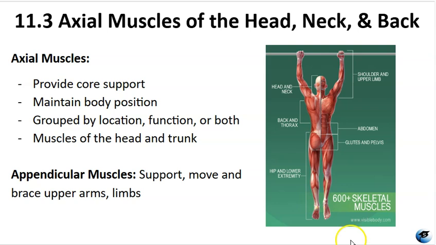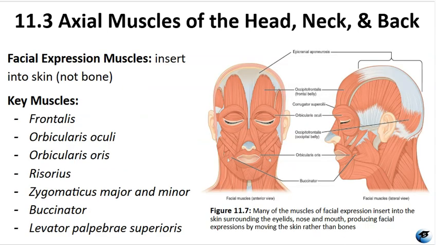Axial muscles provide essential core support and help maintain the body's position and posture. These muscles are typically grouped based on their location, function, or a combination of both, and they include the muscles of the head and trunk. Appendicular muscles are responsible for supporting, moving, and stabilizing the upper limbs and the other appendages of the body. So axial and then appendicular is going to be the rest. All muscles of the head and neck are classified as axial muscles.